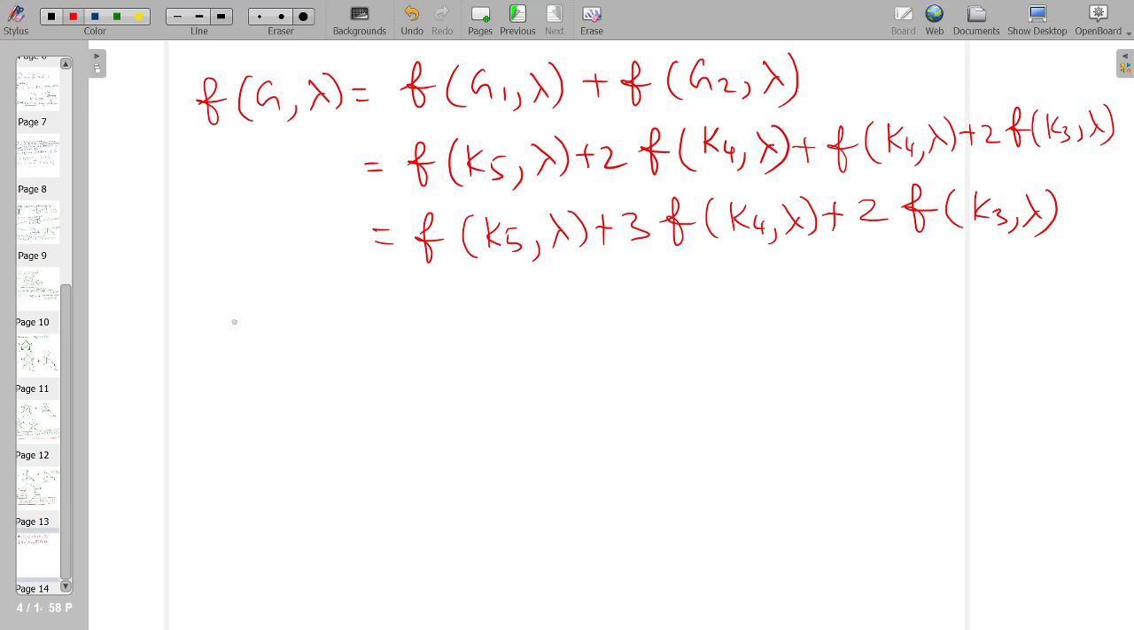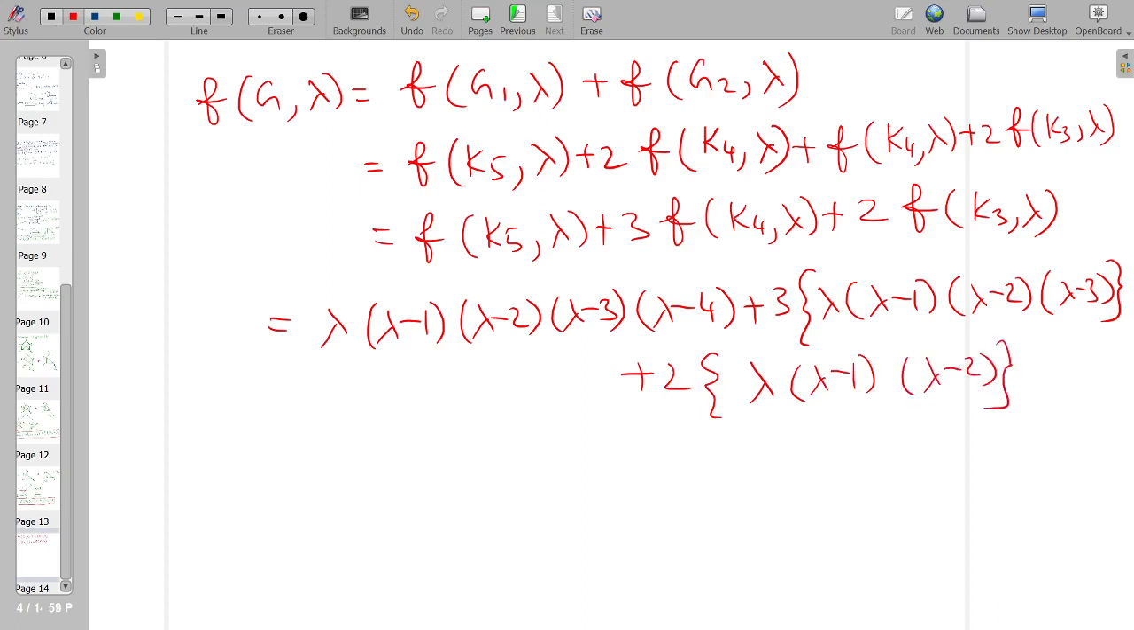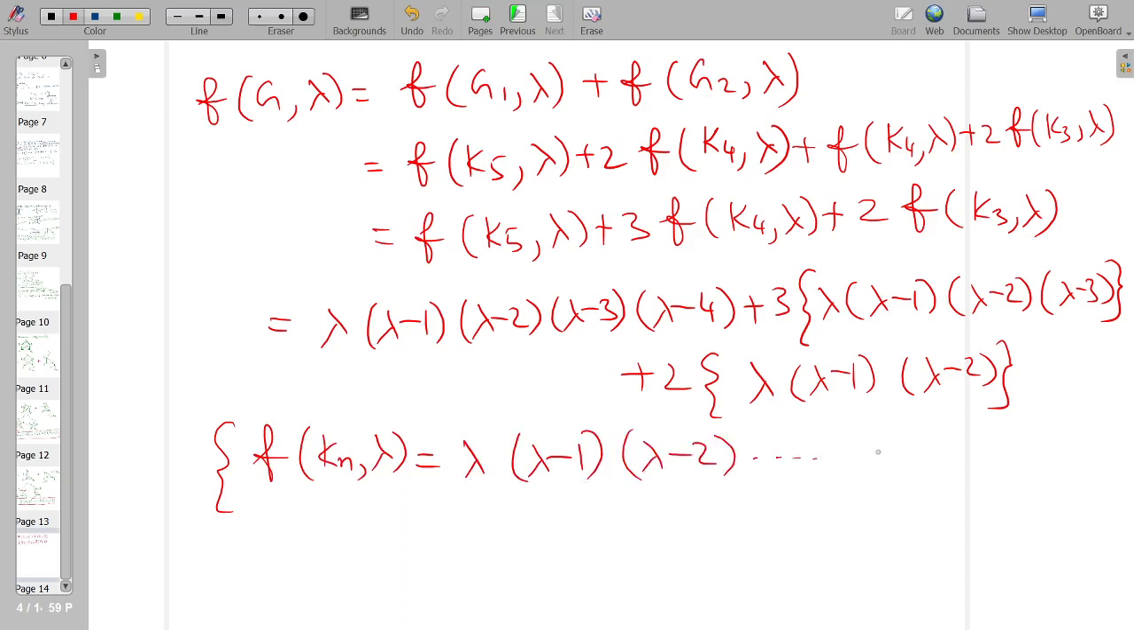Okay, so this would give you lambda into lambda minus 1 into lambda minus 2 into lambda minus 3 into lambda minus 4 plus 3 times lambda into lambda minus 1 into lambda minus 2 into lambda minus 3 plus 2 times lambda into lambda minus 1 into lambda minus 2, because you know that f of kn comma lambda has got a chromatic polynomial lambda into lambda minus 1 into lambda minus 2 into lambda minus n plus 1.